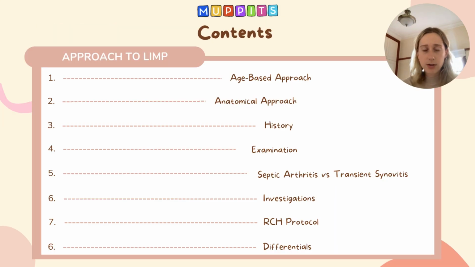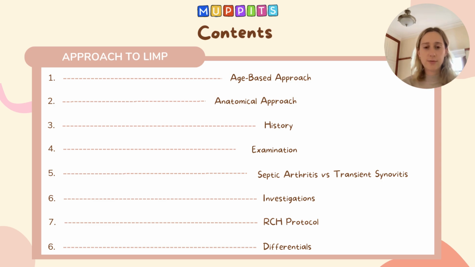Okay, so in terms of the contents of this talk, first of all, we'll go through an age-based approach and an anatomical approach that hopefully provides you with a framework to attack this presentation. Then we'll speak about history and exam. Then just give some tips for differentiating between septic arthritis and transient synovitis, which can appear quite similar, although obviously septic arthritis is incredibly important to pick up and treat quickly. Then we'll discuss some investigations.